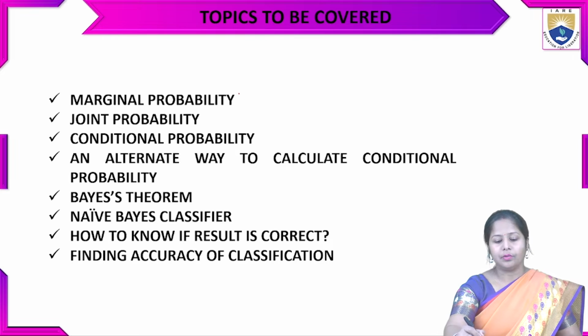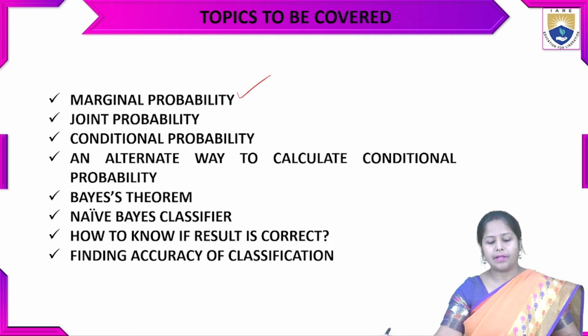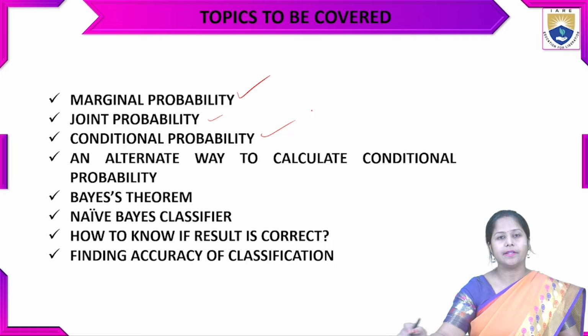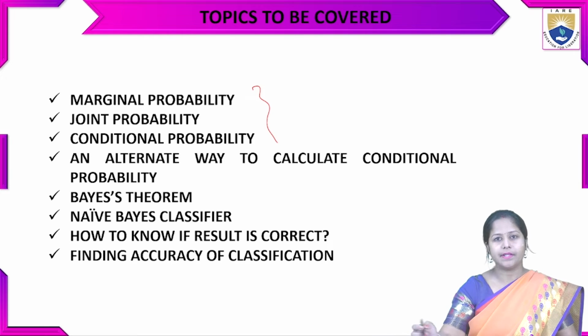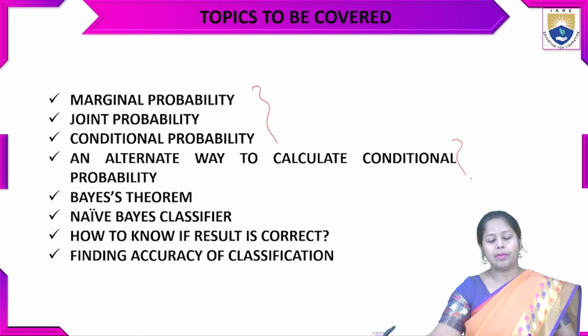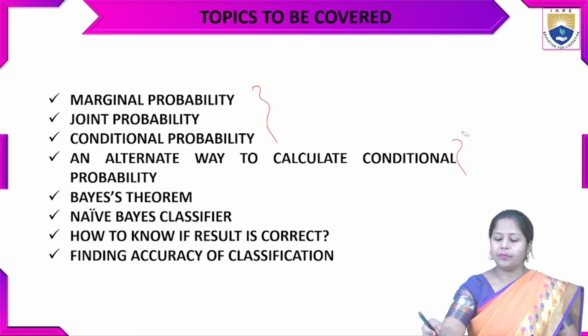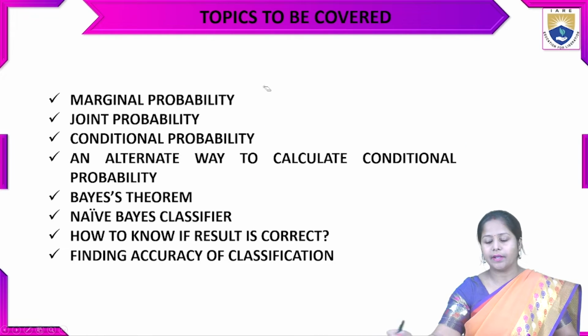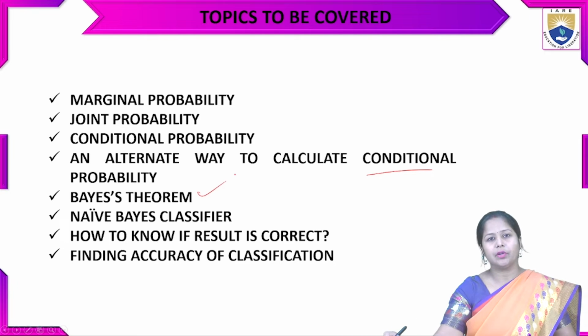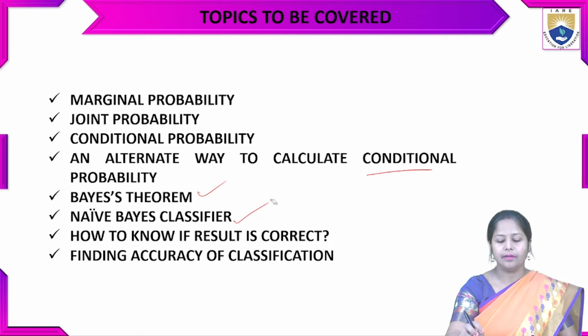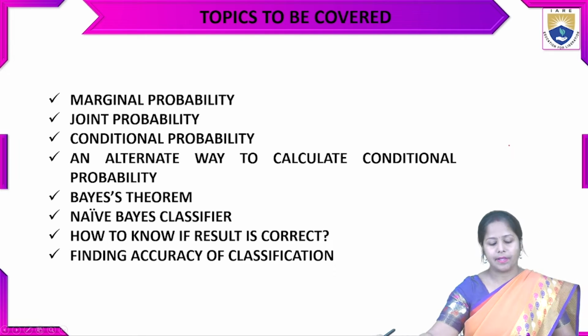Today, I'll talk about what is marginal probability, joint probability, and conditional probability. Before going into the conditional probability, we have to know what the marginal, joint, and conditional probabilities are. Then we will see how to calculate conditional probability. Then the Bayes theorem, which is based on the conditional probability. Then we will go into the naive Bayes classifier. That is the algorithm we will see.